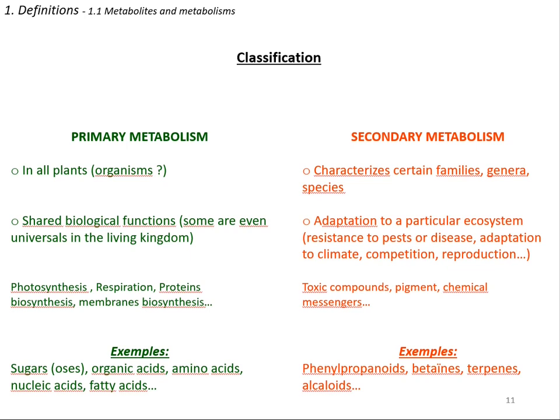So in this area, we will find many toxic compounds, defense compounds, pigments, chemical messengers, and so on. A few examples of secondary metabolites: the families of phenylpropanoids, betaines, terpenes, alkaloids. These are the main ones, but there are many others. We could cite cannabinoids and so on.